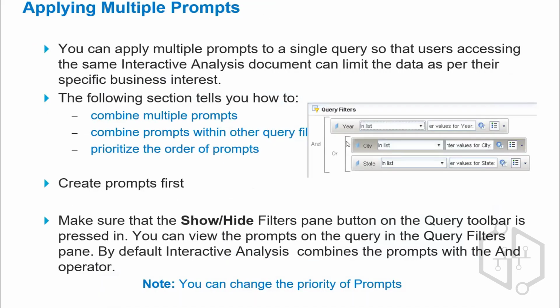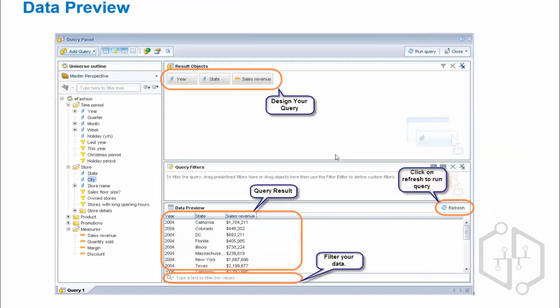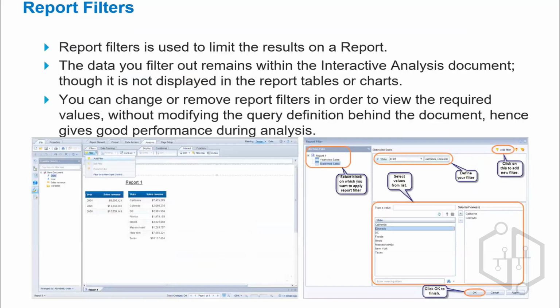How we can apply multiple prompts and how we can use AND or OR. These are the different options, as I just told you. After working on query or document level filters, these are the report level filters available inside for our reporting layer. So we can add different filters for different blocks inside a single report also.